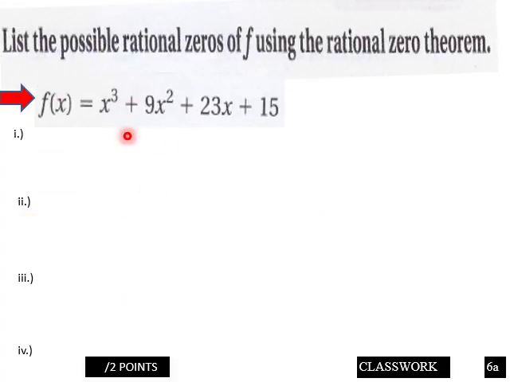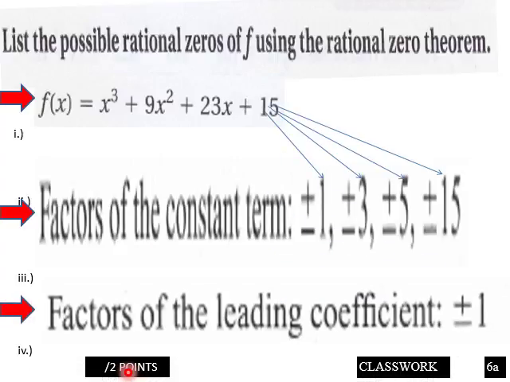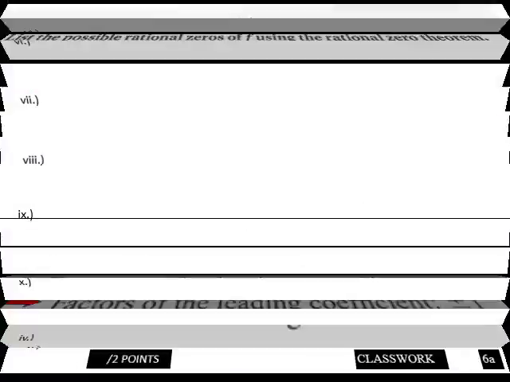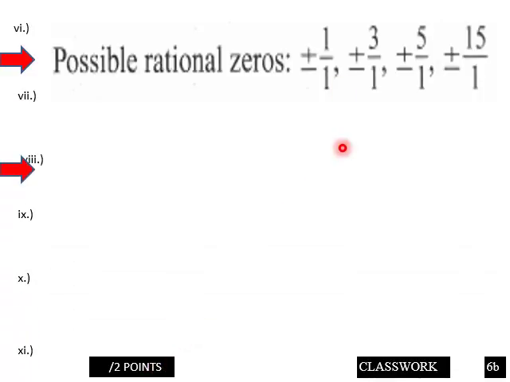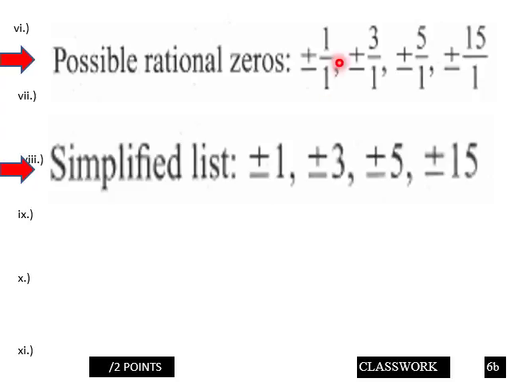So for the guided practice, here's a polynomial. So factors of the constant are here for 15. Here are factors for that. And then our factors for leading coefficient is plus or minus 1. So now what are our possible rational zeros here? We combine those two. We use our coefficient in the denominator, and then our constant factors are in the numerator. And then a simplified list from here is here for that.